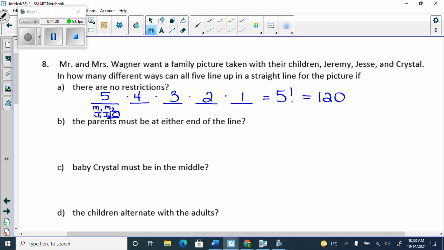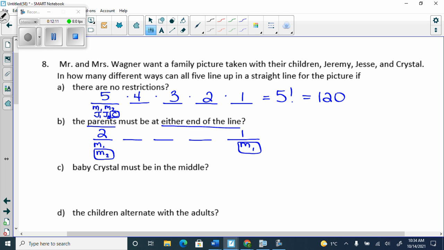The parents must be at either end of the line. So I still have how many people? 5: 1, 2, 3, 4, 5. And then I have parents at either end. So I have to deal with them first because I have to deal with the restrictions first. So this first blank, what options would I have? Mr. Wagner, Mrs. Wagner, correct? That's 2. And then you hold 1, and then I would have the other option at this end. And then I hold them there.